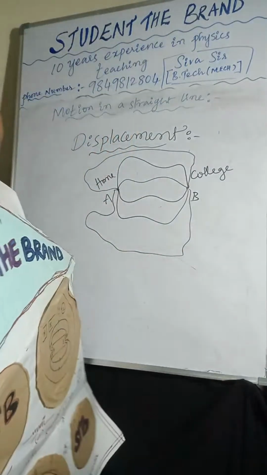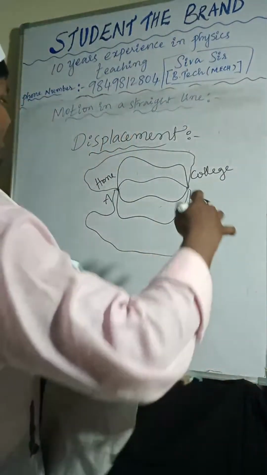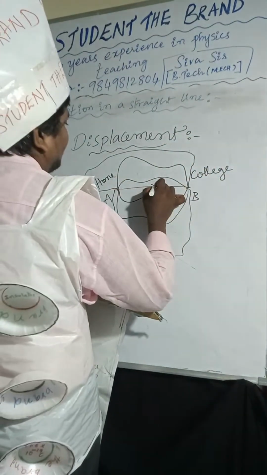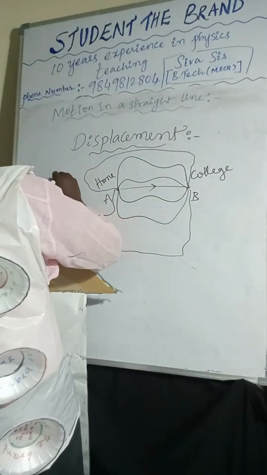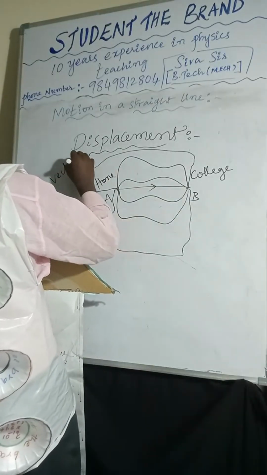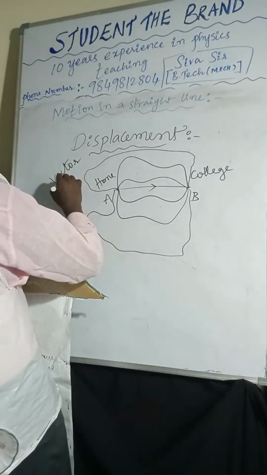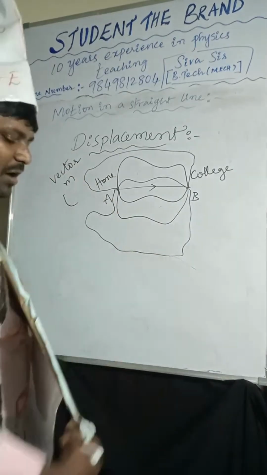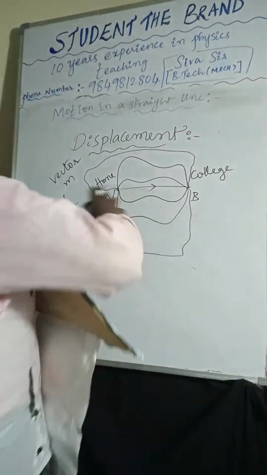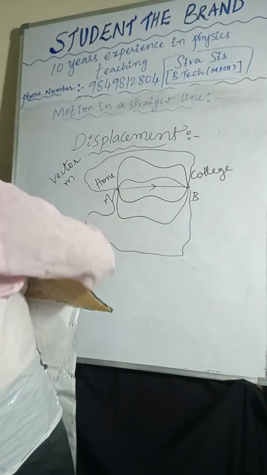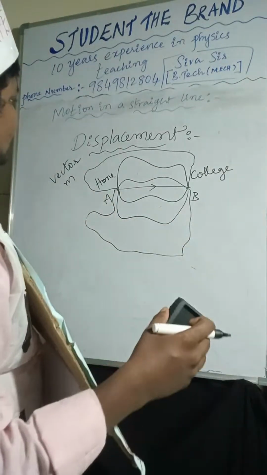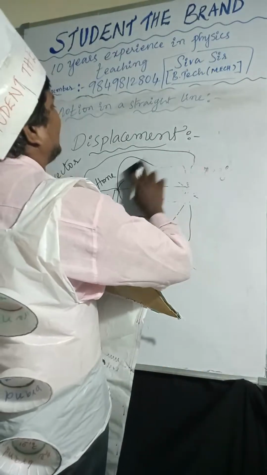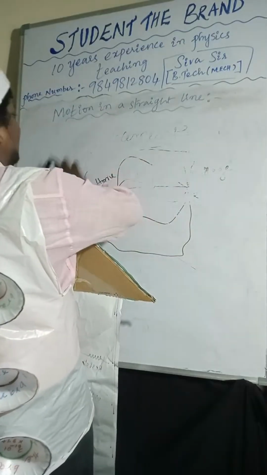So displacement is a vector quantity. I'm considering from here to here, it is a vector quantity. The SI unit of displacement is meter, and the dimension formula of displacement is L. Yes, displacement is a vector quantity. So why are we considering displacement a vector quantity?